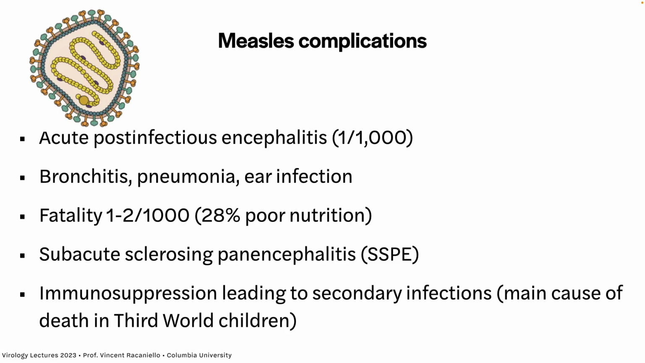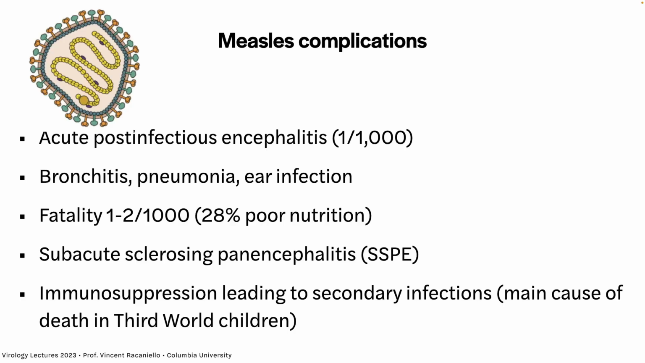There are serious complications with measles, and this is why kids need to be vaccinated. 1 in 1,000 kids get encephalitis. Never a good thing to have virus reproducing in your brain. You can get bronchitis, pneumonia, ear infections, and it will kill some kids. 1 to 2 in 1,000 kids will die of measles. That goes up to 28% in countries where the kids are malnourished. So even more severe cases, a good reason to be vaccinating kids everywhere.